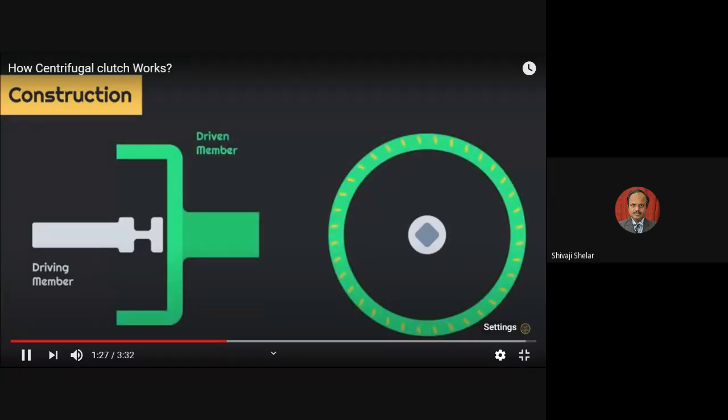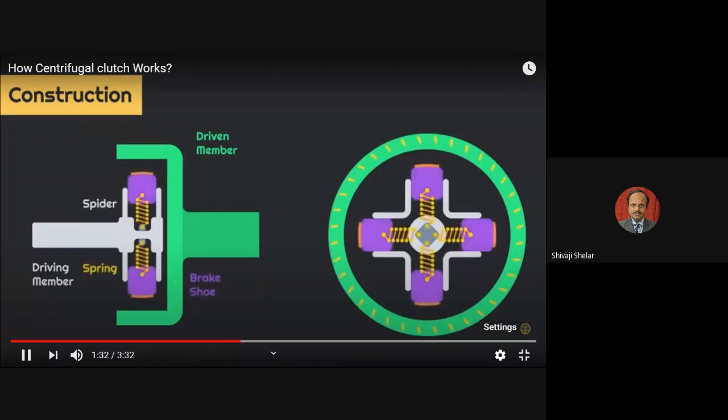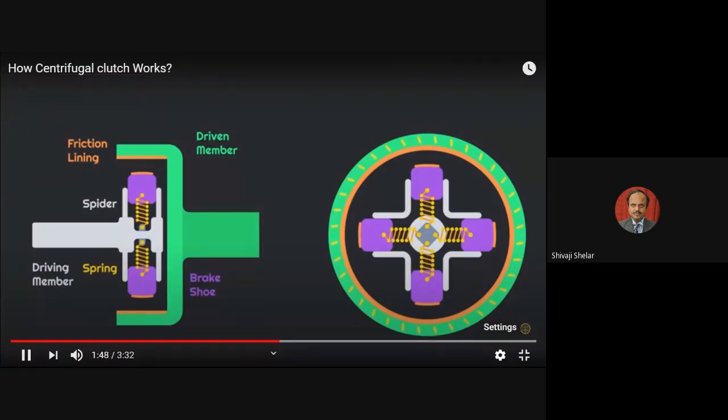Centrifugal clutch consists of one driving member and one driven member. The driving member is made of a spider or guide which contains springs and brake shoes. It is manufactured in different designs as per the need. The driven member consists of friction lining on the inner surface. Here, the driving member is connected with the engine crankshaft while the driven member advances to the transmission of the vehicle.